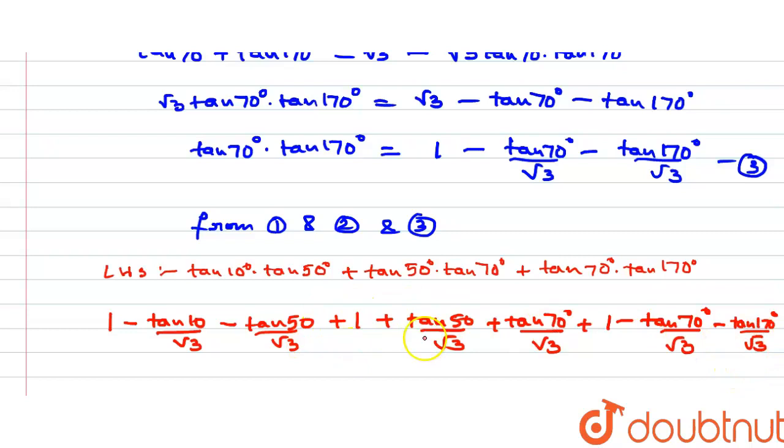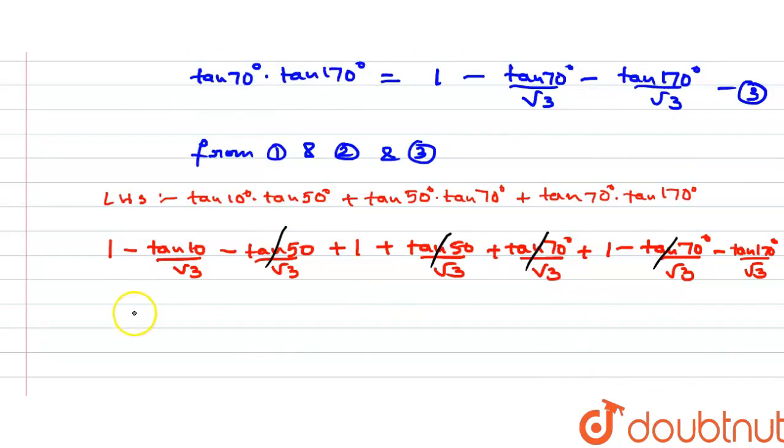Now let us see what other terms will get cancelled. We can see that this term is getting cancelled, and also this term and this term are getting cancelled. So here I will have 1, 2, 3. So this is 3, and also we have this term. Let us write down the terms left off. So we will have 3 minus tan 10 degree divided by root 3 minus tan 170 degree by root 3.